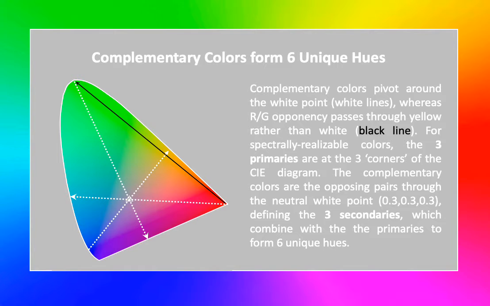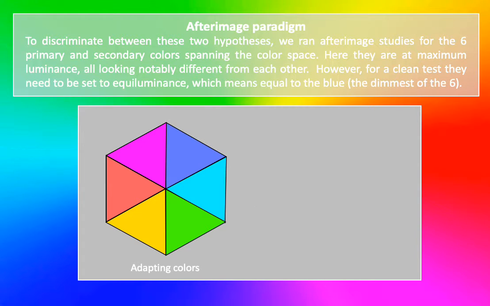A key issue, therefore, is whether afterimages form opponent pairings or complementary pairings. To discriminate between these two hypotheses, we ran afterimage studies for the 6 primary and secondary colors spanning the color space. Here they are at maximum luminance, all looking notably different from each other. However, for a clean test, they need to be set to equiluminance, which means equal to the blue, the dimmest of the 6.